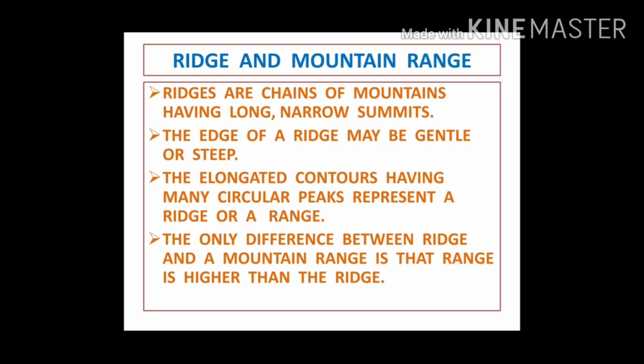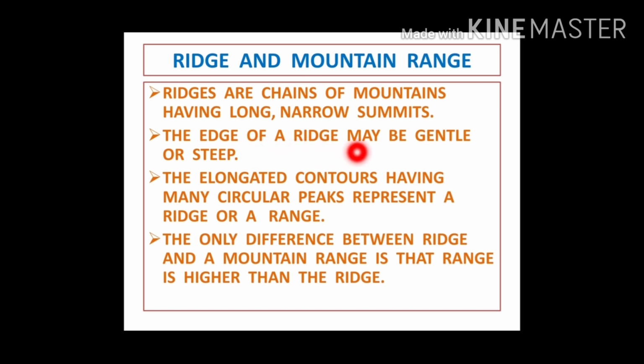Next is ridge or mountain. Now students, we should know first what is a ridge. Mountains are landforms which are much higher than the surrounding. They have a peak, conical peak, and they usually have steep slopes. But what is a ridge? And if we know mountain, what is a mountain range? So ridges and mountain ranges are chains of mountains having long narrow summits. Summits mean peaks.